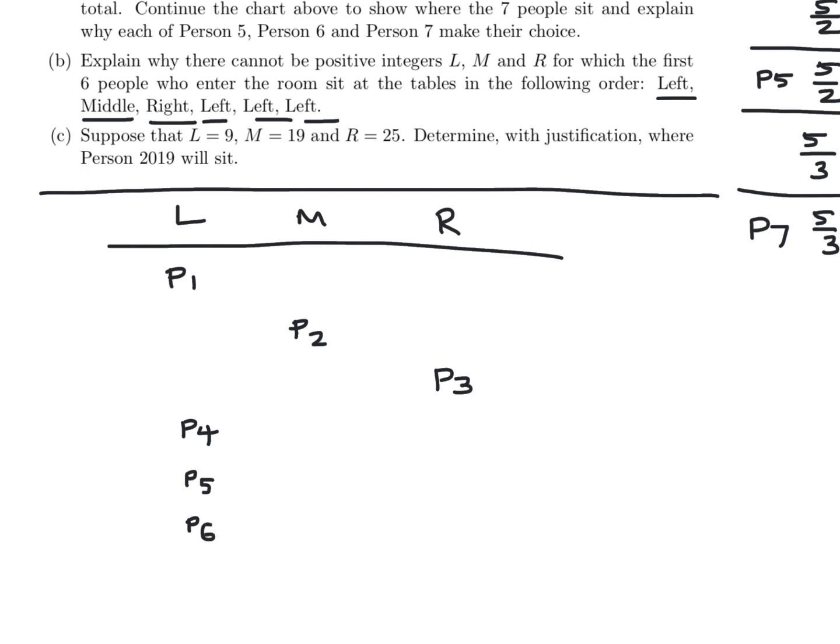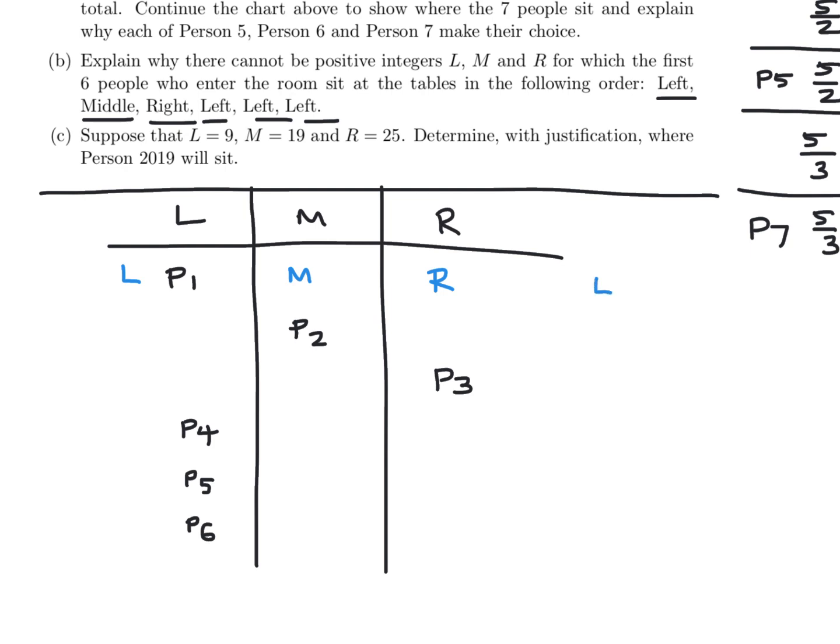Okay, let's see why this is not possible. I have no idea, so let me just see what happens. Initially, the numbers were L, M, and R. Obviously, if person 1 went there, that means L was the greatest. That means L was greater than or equal to M, and L was greater than or equal to R, according to the question. If it was a tie, then we just chose L, but at least we know that it's greater than or equal to.